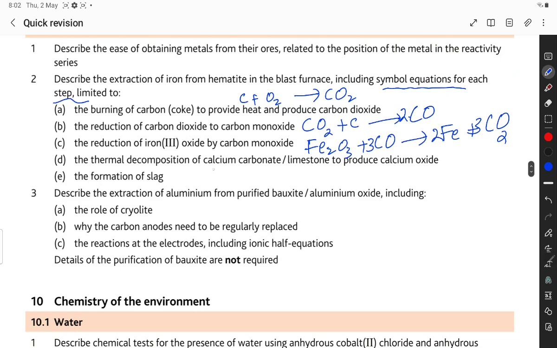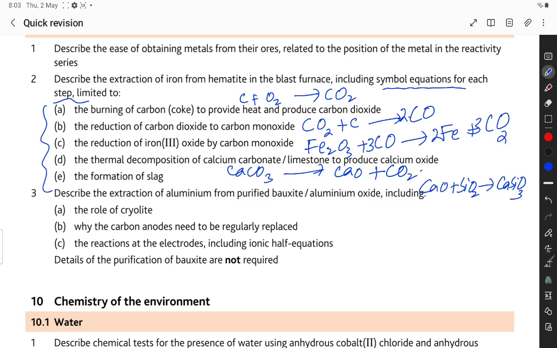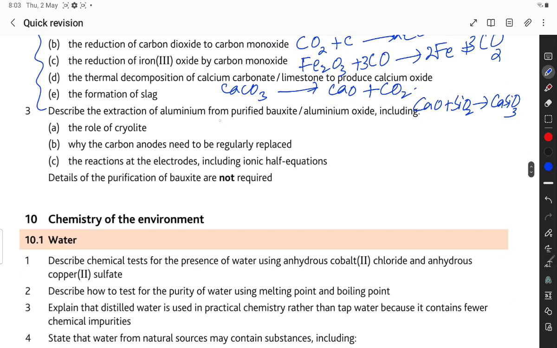Thermal decomposition of calcium carbonate, limestone. These are the steps of extraction of iron in the blast furnace. Thermal decomposition of calcium carbonate: CaCO3 to form calcium oxide plus CO2, and forming slag: calcium oxide plus silica to form slag, CaSiO3.